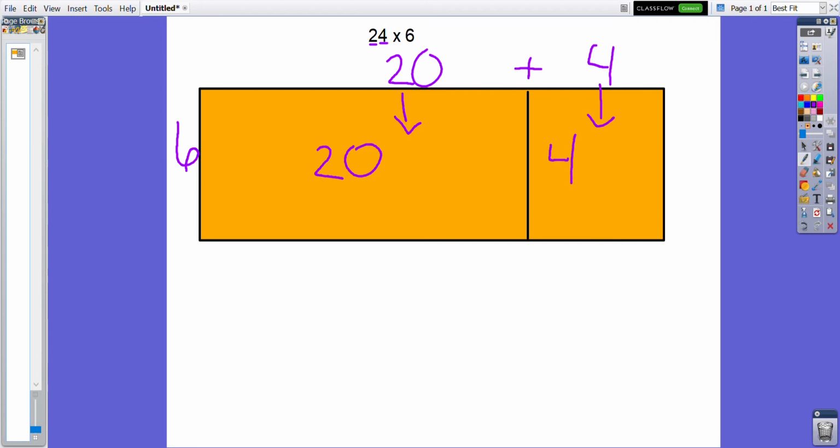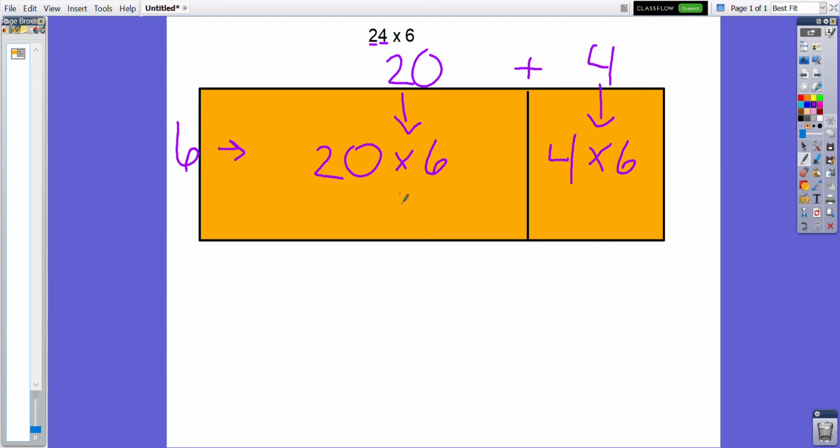Now, sometimes our students get a little confused. The 6 has to go into both pieces of the area model, because that 6 is going to multiply times the 20 and the 4. I know it looks a little confusing, but our math problems are much simpler now. We have two smaller pieces, and at the end we're going to put them together, and then we will look at the standard algorithm.